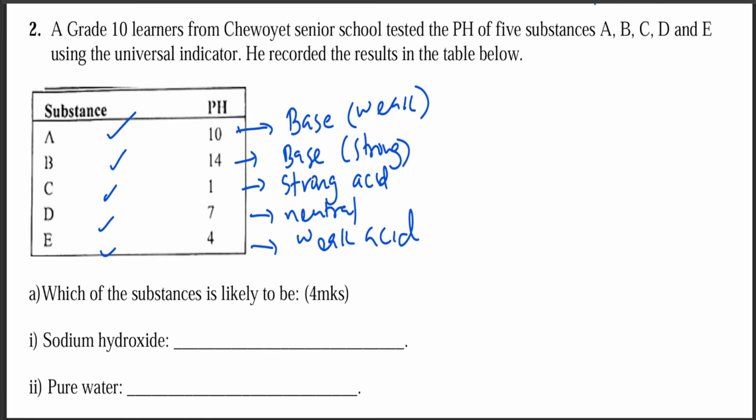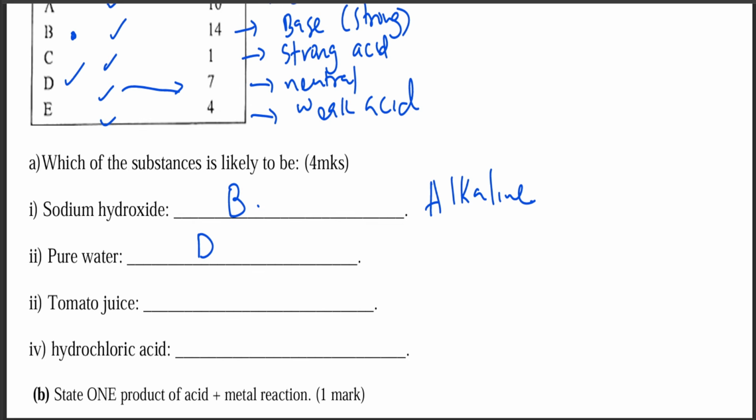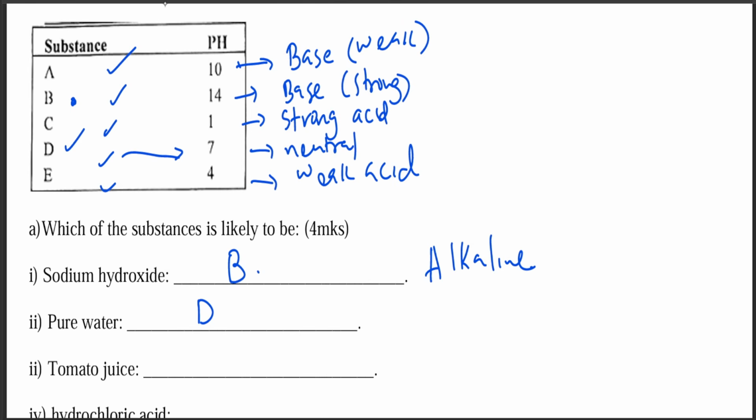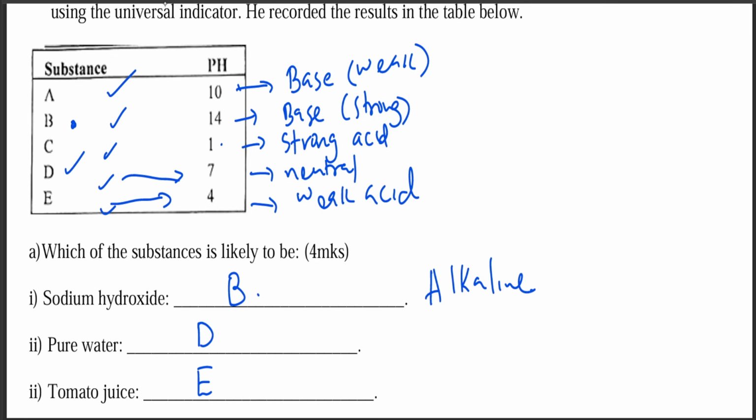Which of the following substances is likely to be sodium hydroxide? This is an alkaline solution, a very strong one, and therefore the answer is B. Pure water, the neutral substance, and that is why the answer is D. So it's not that hard. Then we have tomato juice. Tomato juice is E, pH 4, because it is a very weak acid. It has acidity but is not that strong, so it's E. Hydrochloric acid is a strong acid, and therefore it is C.